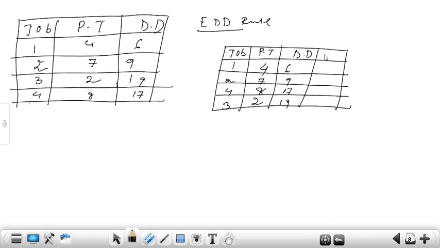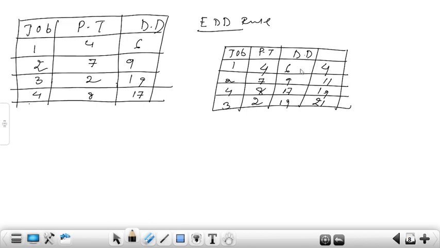So the total work content, that means total time, will be: this is 4, and 4 plus 7 is 11, and 11 plus 8 is equal to 19, and 19 plus 2 is equal to 21.